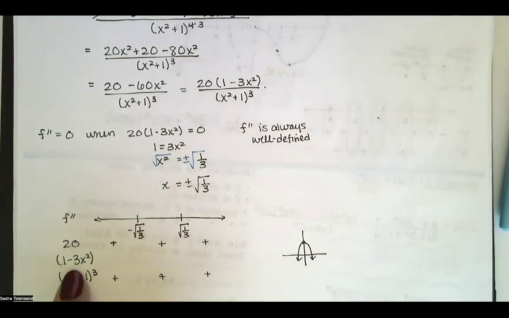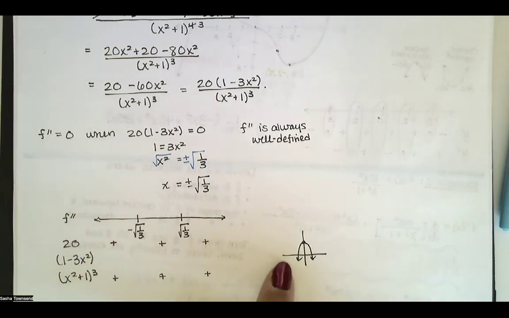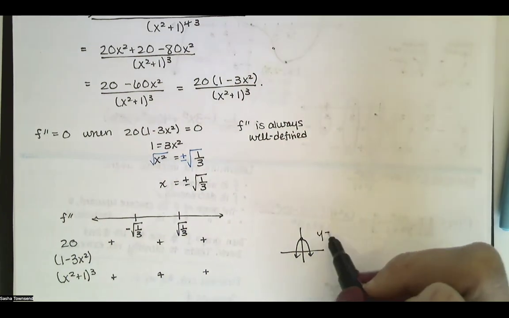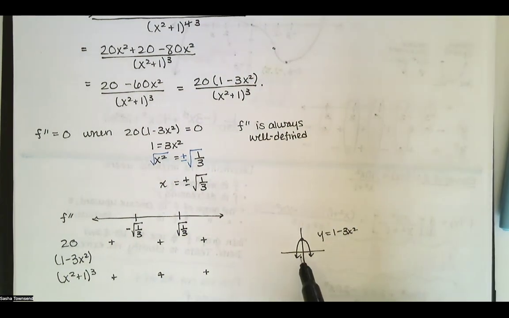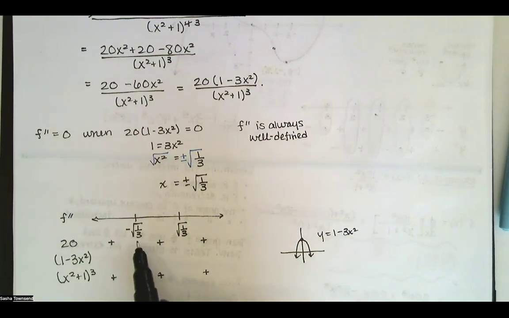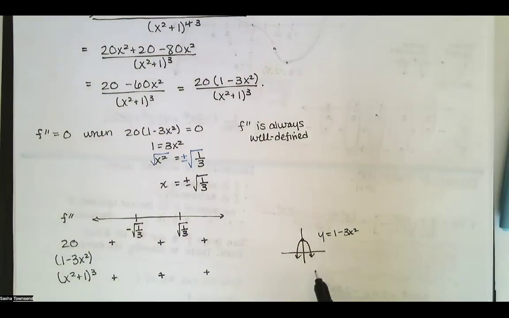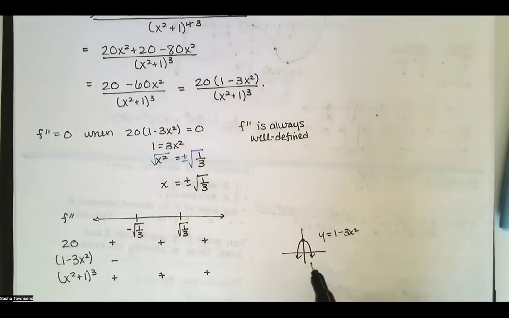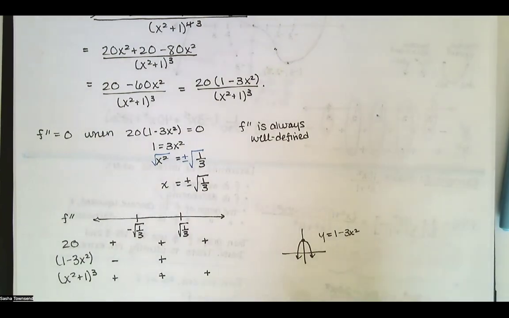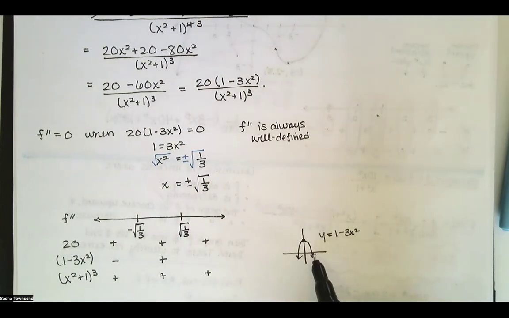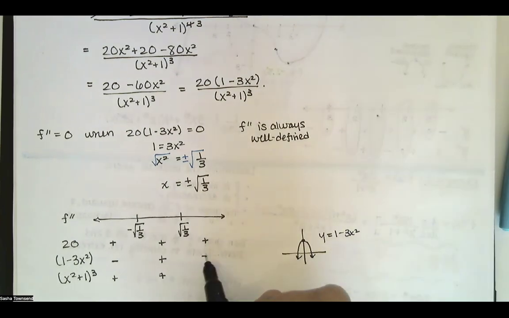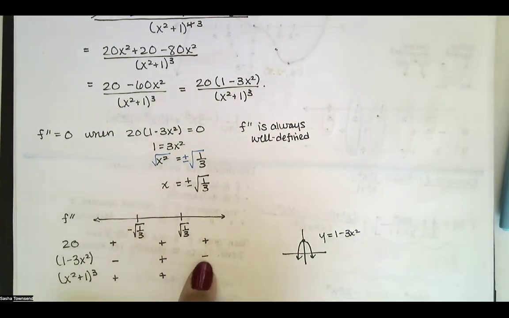So our function values for this function are determined by the y values on the graph of y equals 1 minus 3x squared. Well, when my x value is less than negative square root of 1/3, I'm going to be over here. So the y values are negative. So I'm going to get a negative answer there. Now, between the negative square root of 1/3 and the positive square root of 1/3, our y values are all positive. So we get a positive answer. And then to the right of x equals the square root of 1/3, we're going to get a negative value. So I can just read this graph to determine those signs.